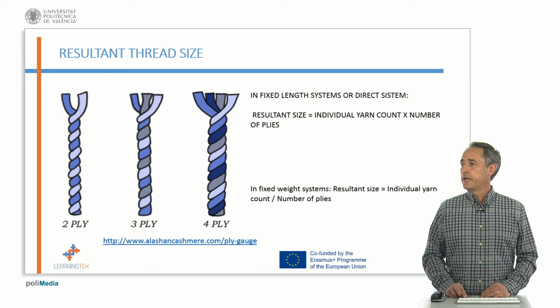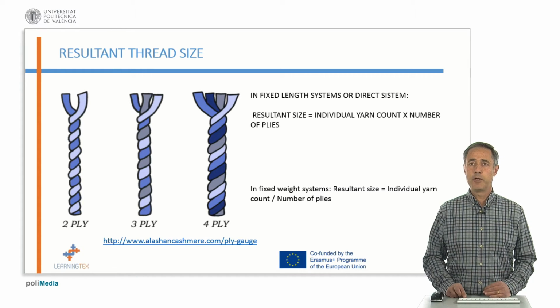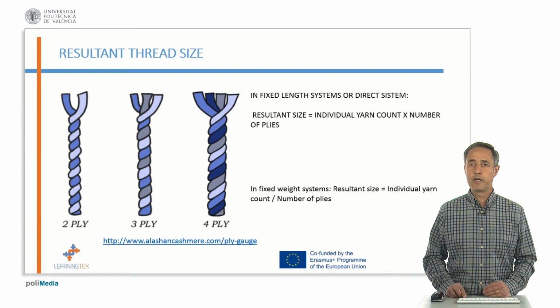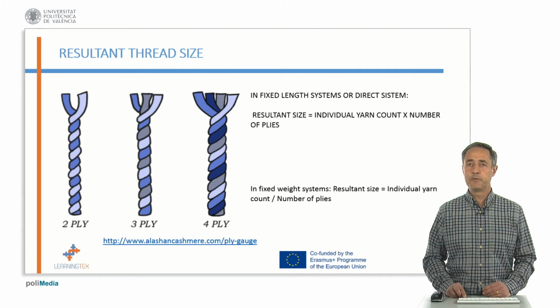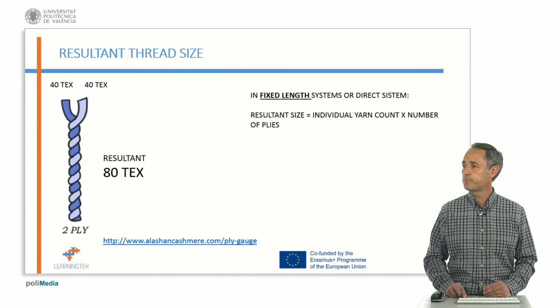Resultant thread size. When more than one ply of yarn is twisted into a thread, finding the resultant size of the thread by considering all the plies becomes necessary. In fixed length systems, resultant size is equal to the individual yarn count multiplied by the number of plies. In fixed weight systems, resultant size is equal to the individual yarn count divided by the number of plies. A particular resultant size can be made with any number of plies.